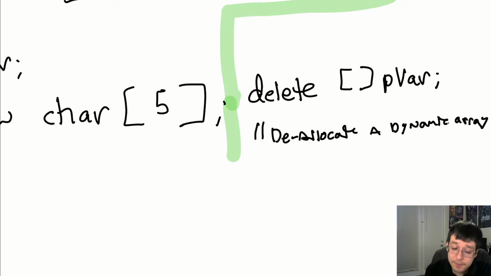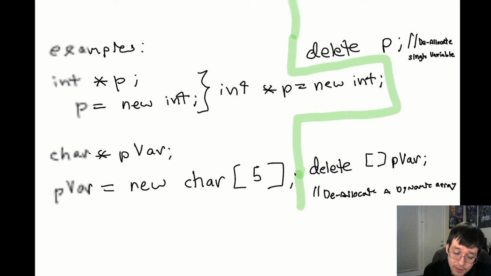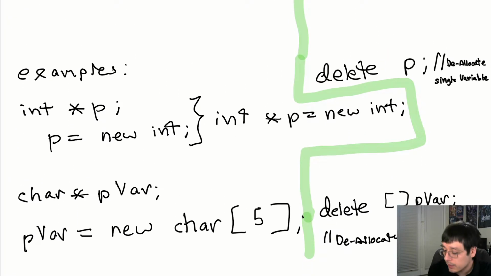Okay. So that is telling the operating system, hey, I'm done with this. You can have it back. Do what must be done. Do not hesitate. Show no mercy or something. I don't know. Okay. So that's it. That's dynamic variables. That's how you make them, how you get rid of them. That's almost the end of the story, actually.